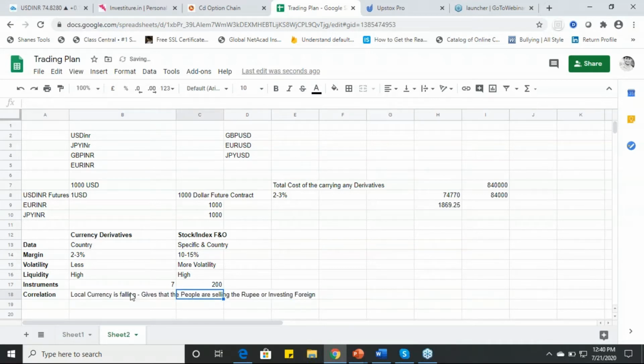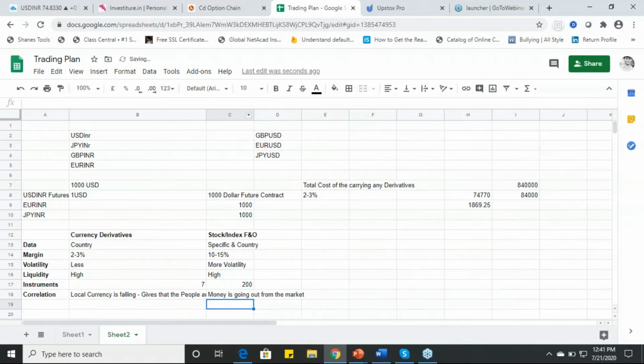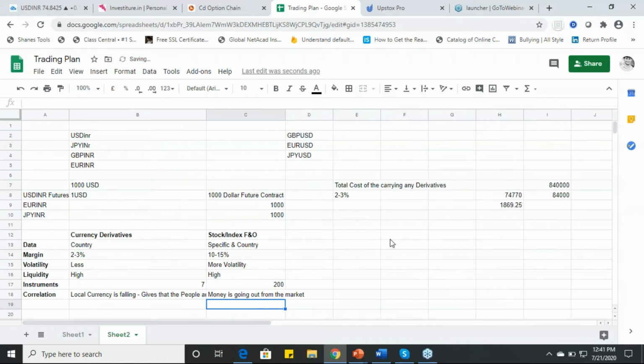But here it means the amount is going outside the market, which is a very bad sign, which shows that the market is falling, that the money is going out from the market. That is the sign of the correlation being inversely related. So whenever the market is rising, we might be seeing that the Indian currency is also falling. So these are some basic things about the currency part.